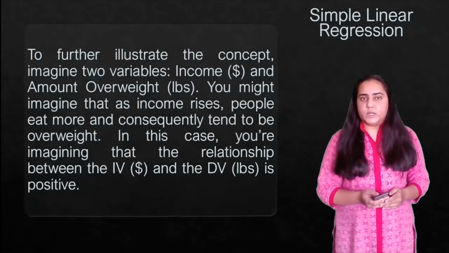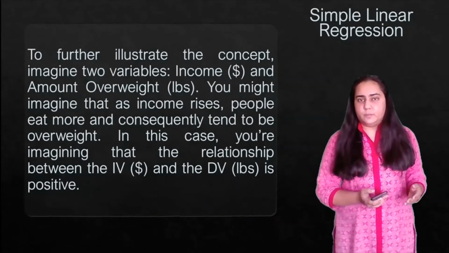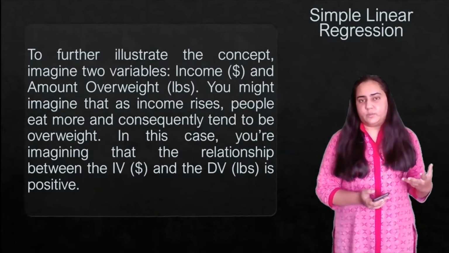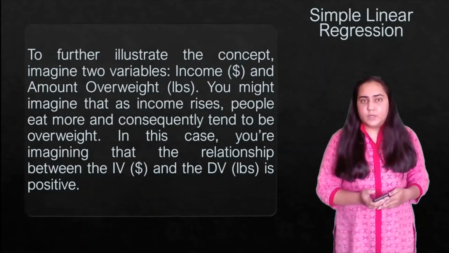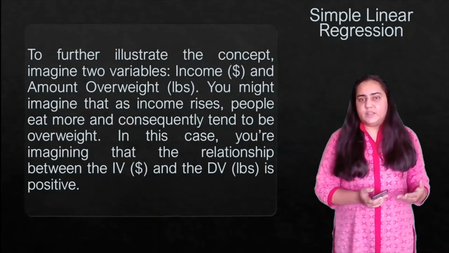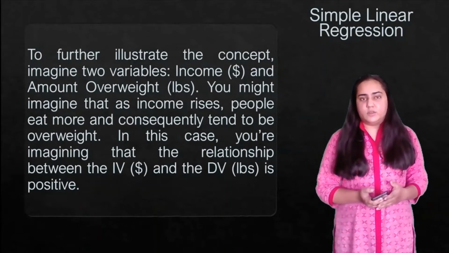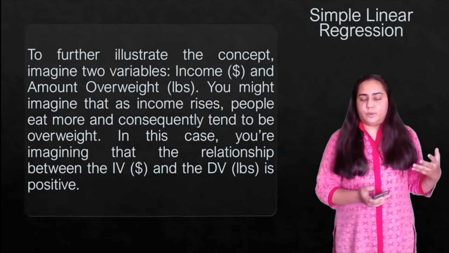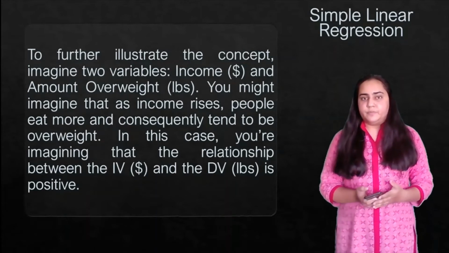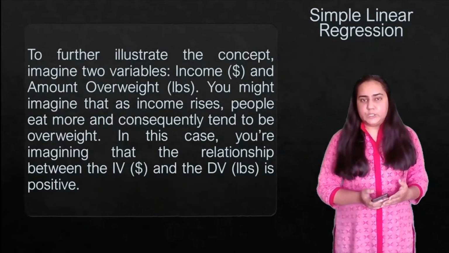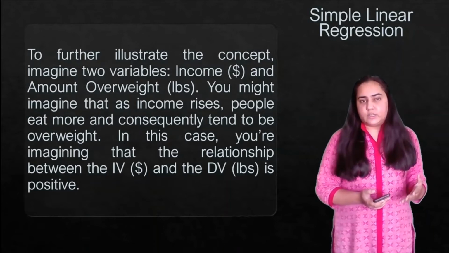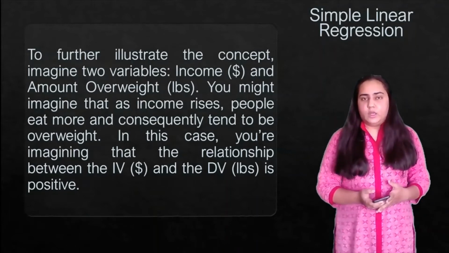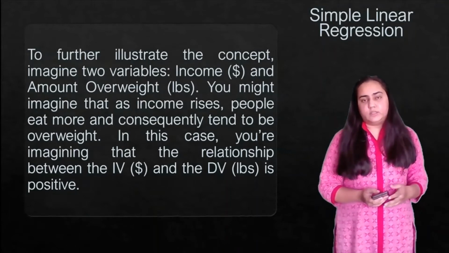Now, to further illustrate the concept, imagine two variables: income in dollars and amount of overweight, how overweight a person is, in lbs. You might imagine that as income rises, people eat more and consequently tend to be overweight. So this is another hypothesis that says that if a person earns more, then the person is overweight. In this case, you're imagining that the relationship between the IV and DV is positive. One increases, the other increases; one decreases, the other decreases. So this is what you're imagining about this relationship.